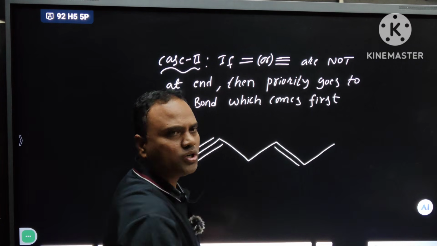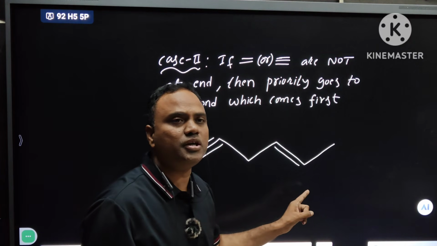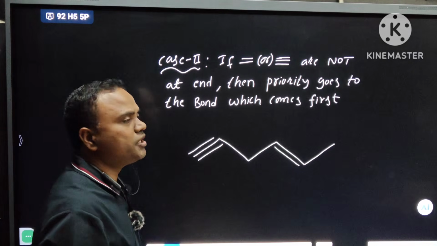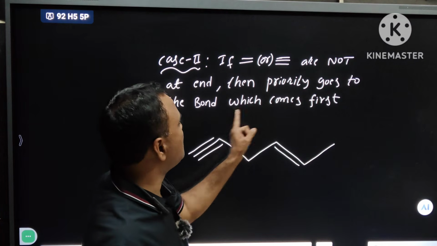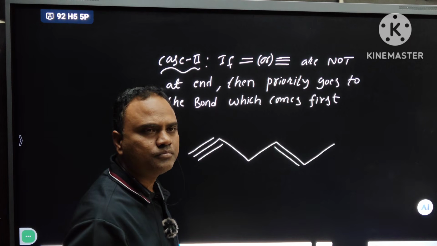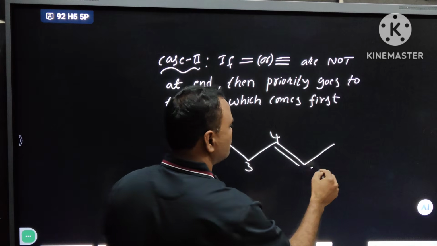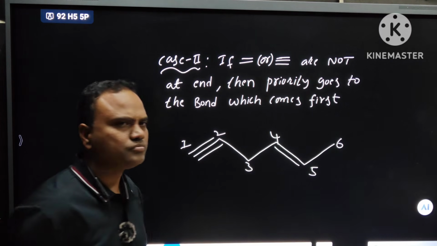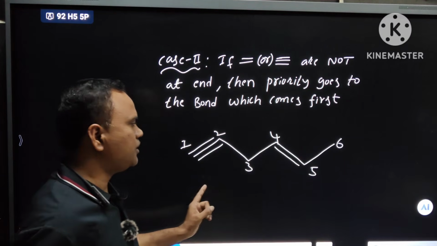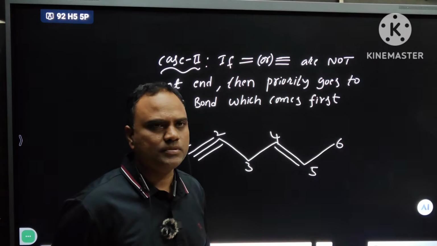1, 2. Double bond is starting at which position? Second. At second position, double bond is coming. But if you go like this, at first position only triple bond is coming. Which is coming first? Triple bond is coming first. 1. Clear? So 1, 2, 3, 4, 5, 6. If both are at unequal positions, then priority goes to the bond which comes first. Clear? Right?